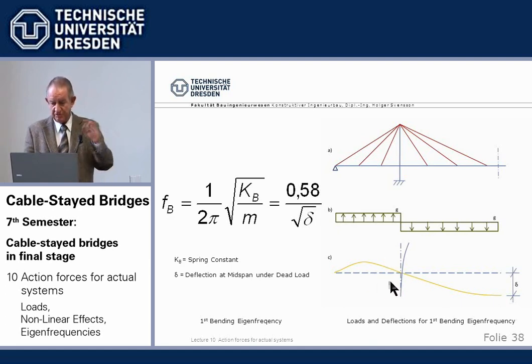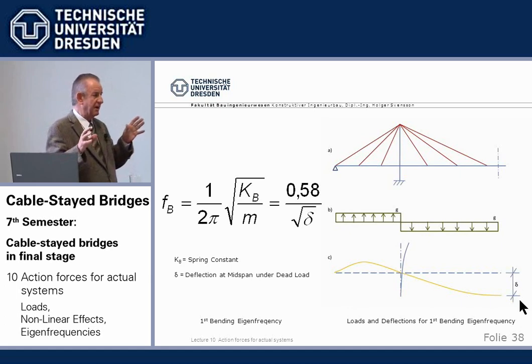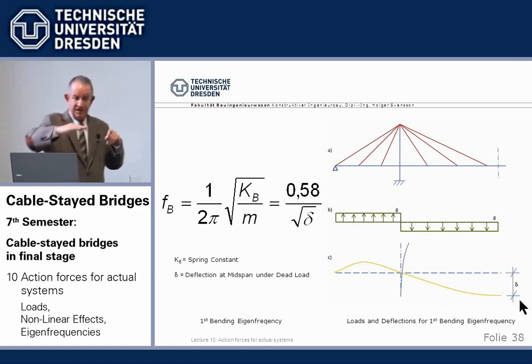Well, first of all, we calculate it always for eigenfrequencies. It doesn't depend what system there is, beam, continuous girder or so. By placing the dead load on the system and calculating the deflection from the dead load, and the bigger the deflection is, the more time it takes.